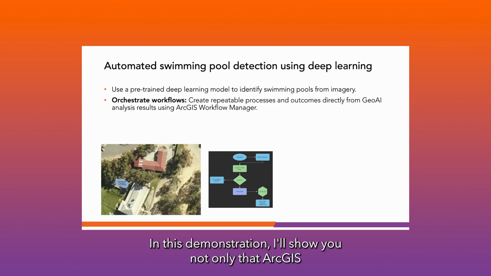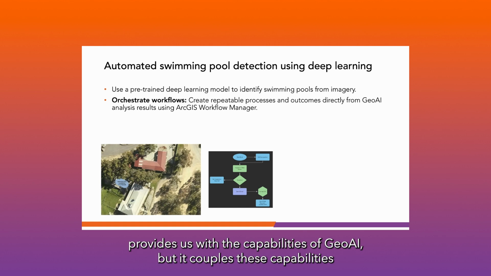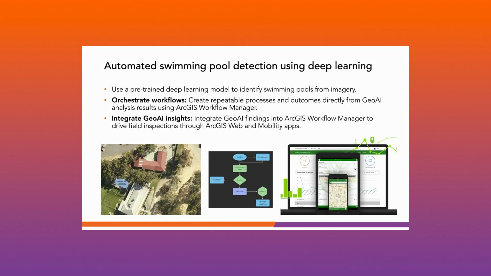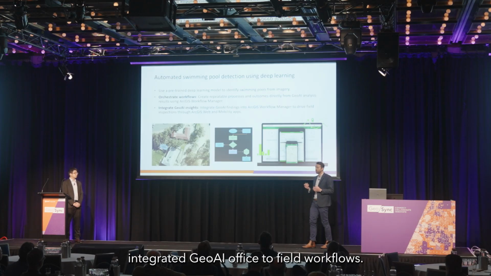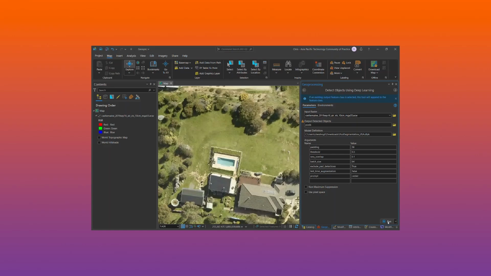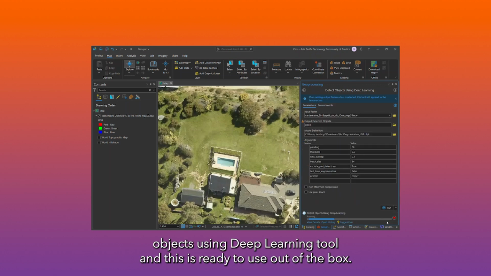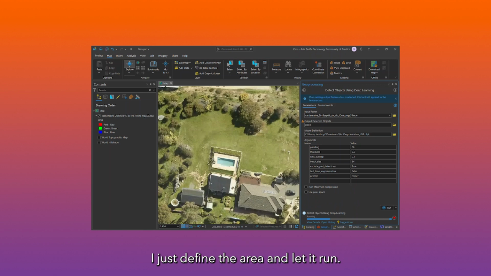In this demonstration, I'll show you not only that ArcGIS provides us with the capabilities of GeoAI, but it couples these capabilities with other products, such as ArcGIS Workflow Manager and ArcGIS Survey 123 to create complete integrated GeoAI office-to-field workflows. In ArcGIS Pro, I use the detect objects using deep learning tool, and this is ready to use out of the box. I just define the area and let it run.